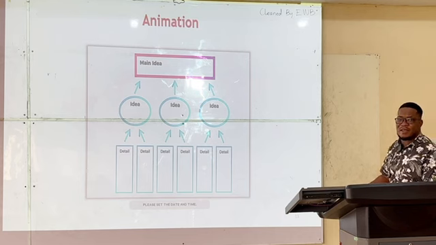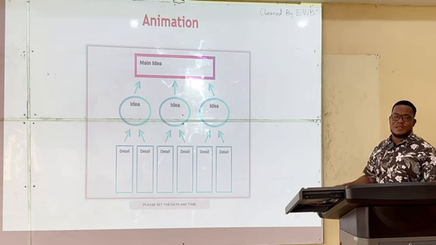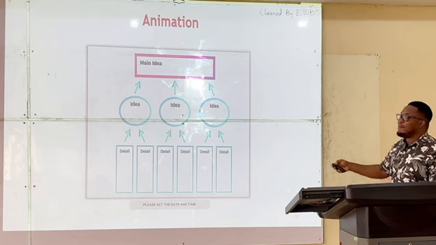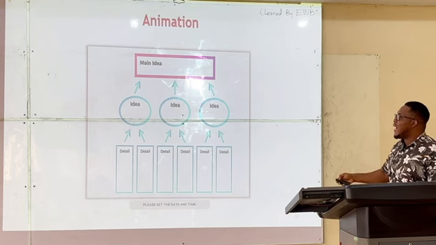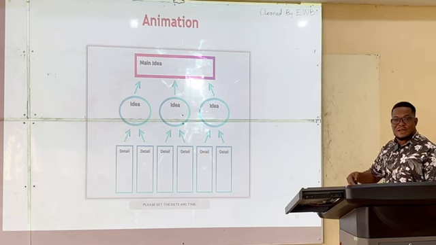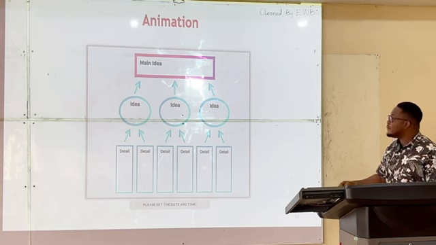Now, on animation, it's always good, like I said, to use animative features, right? So you have the main idea, which is fed in by other ideas, and then you can have the details of those ideas at the bottom. Whichever way you want to design your animations for your audience to appreciate, that is fine.